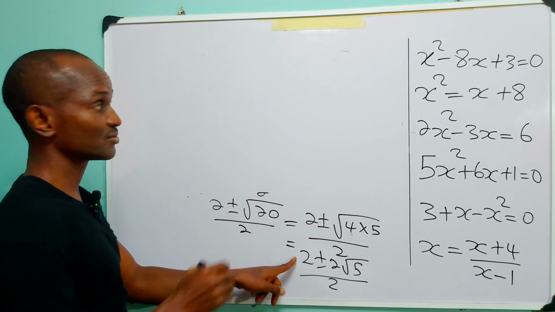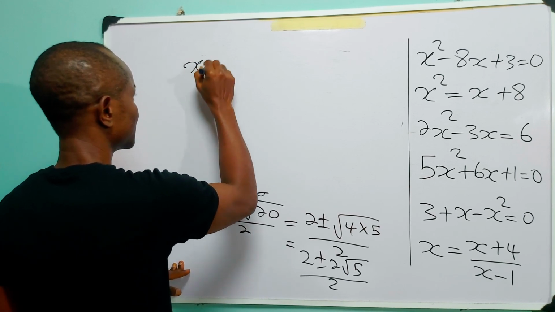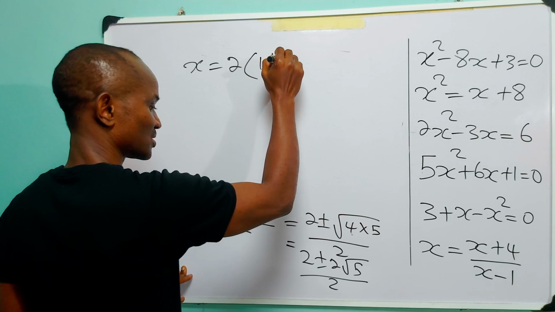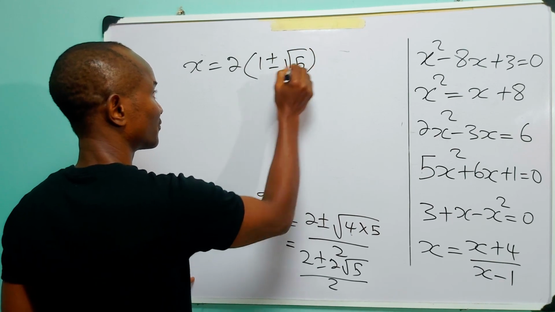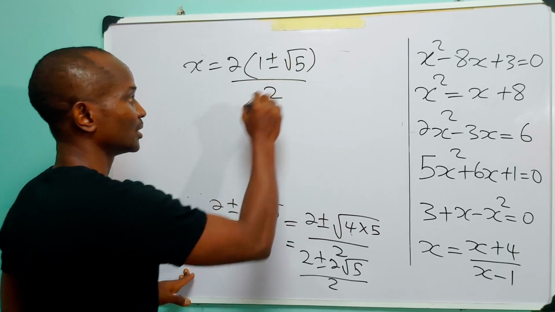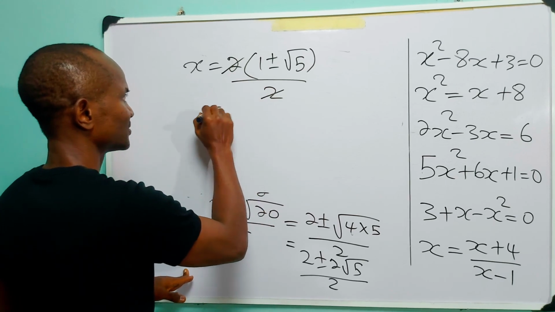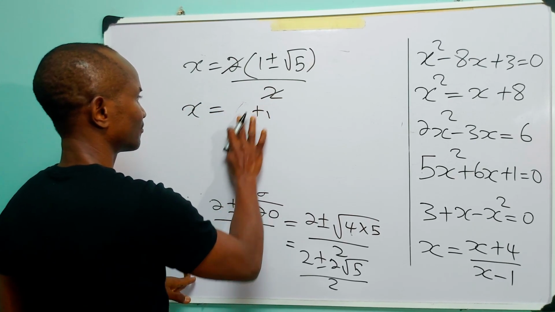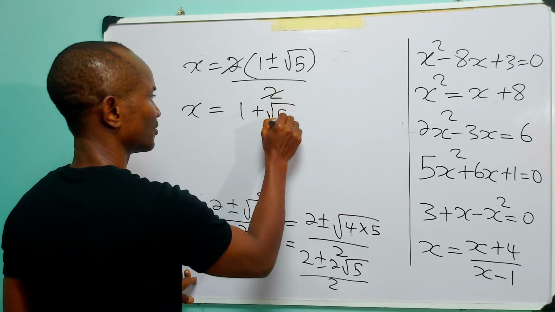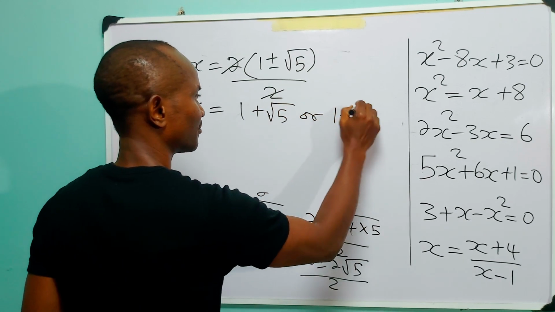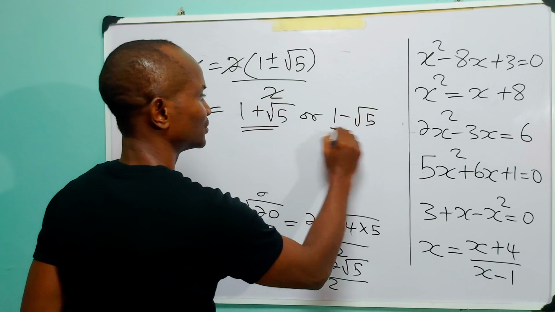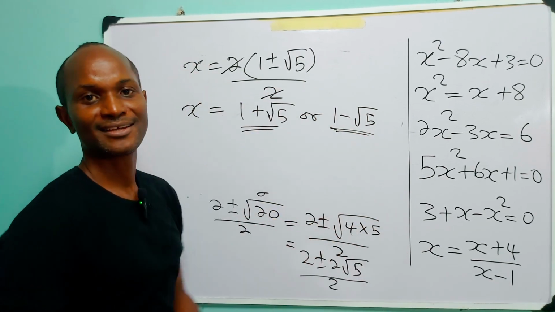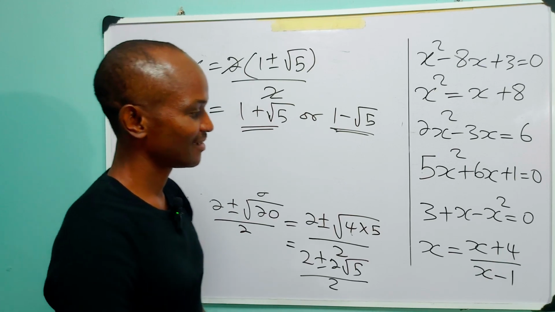From here, we can factorize 2 out. So we have that x is equal to 2 into 1 plus or minus root 5 divided by 2. These two will cancel these two to give us that x is equal to 1 plus root 5 or 1 minus root 5. And these are the two roots of this quadratic equation.